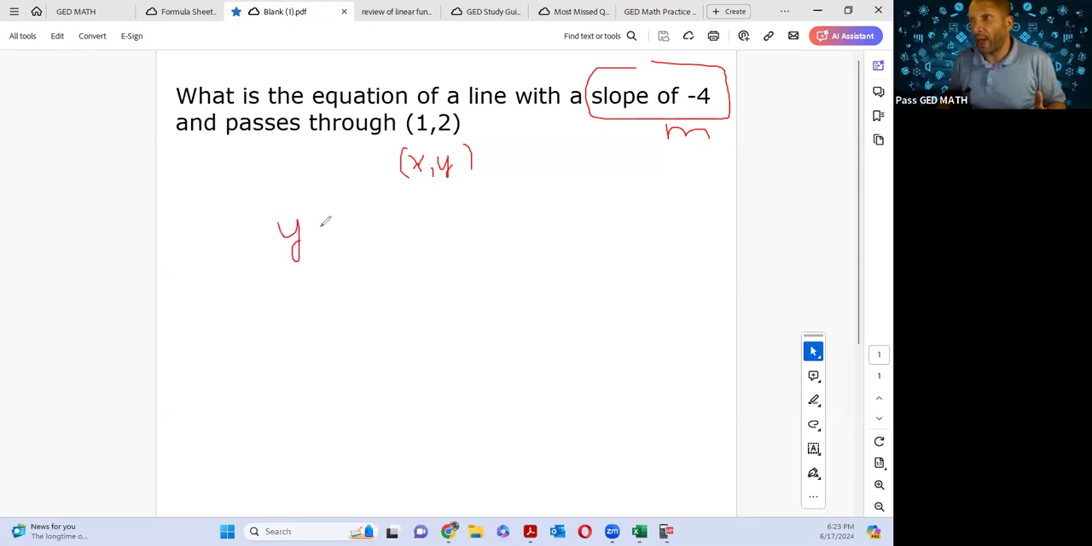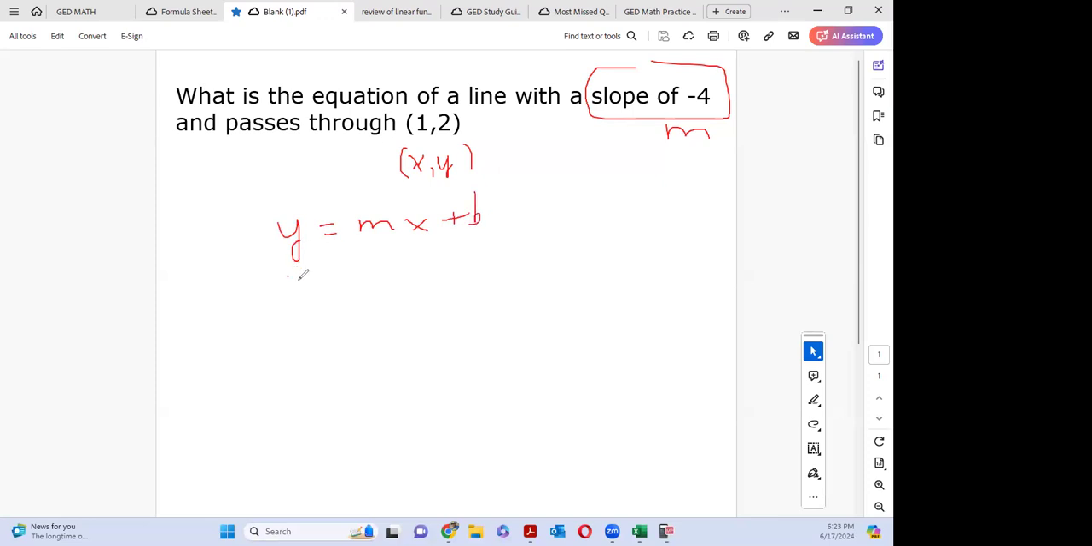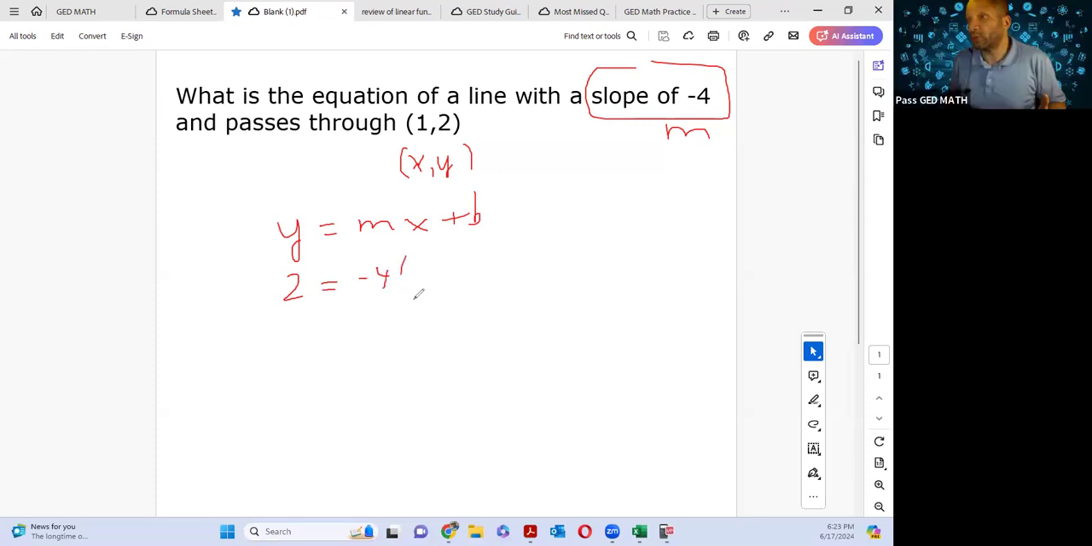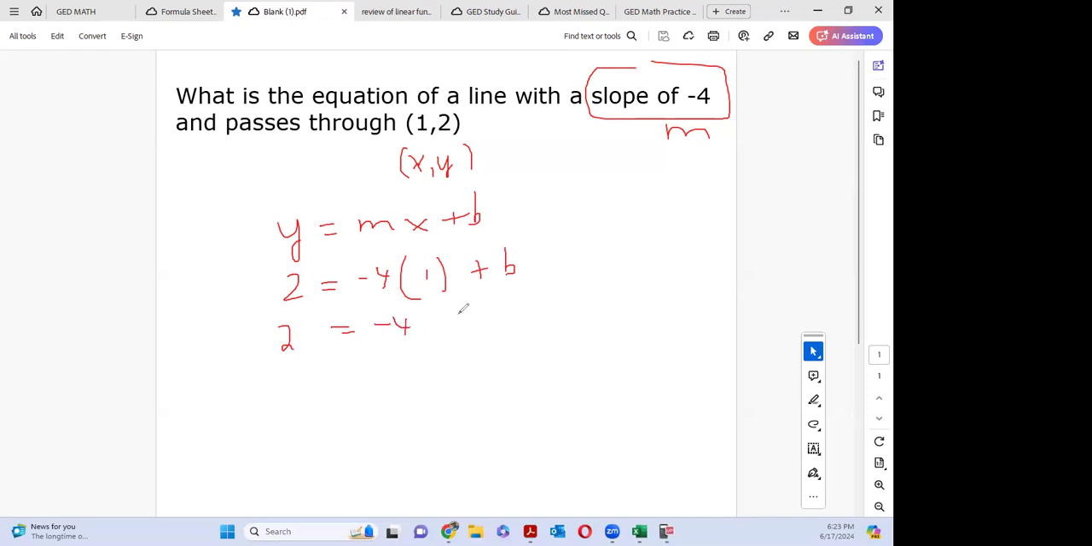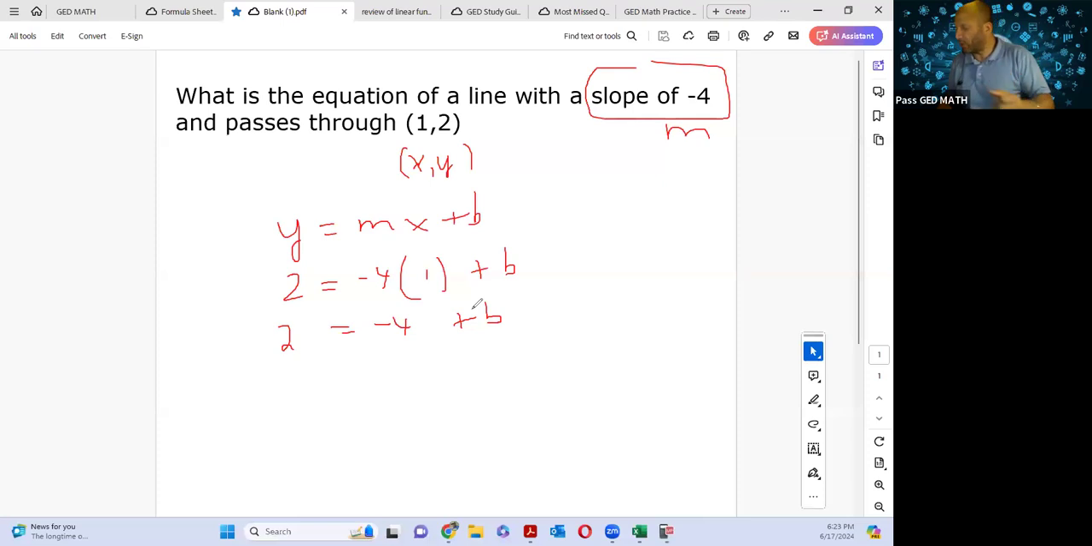I'm serious. y = mx + b. What's my y? 2. What's my m? -4. I'm gonna multiply that by x. What's my x? 1. Plus b. We're gonna simplify. 2 equals... What is -4 times 1? -4. So 2 = -4 + b. In order to get b by itself, what do I need to get rid of?